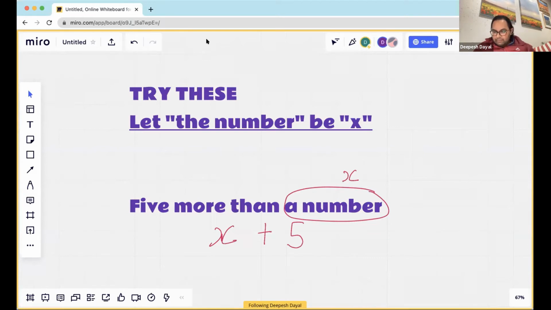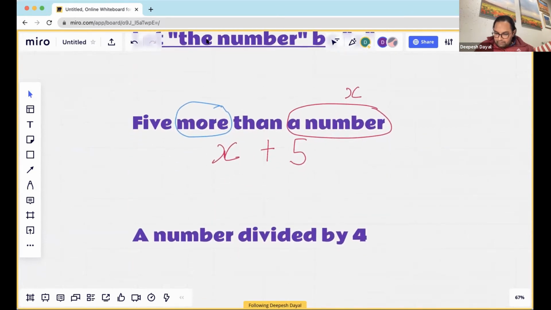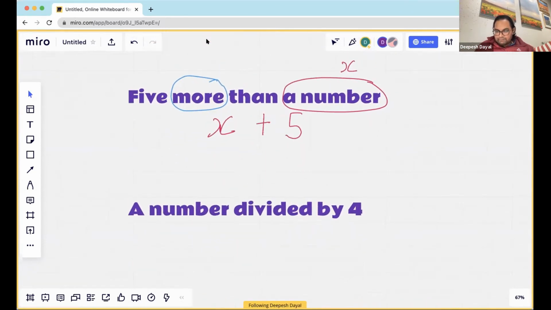Let's look at another one. So this was more. Let's circle the keyword. It's more. 5 more. More means plus. If it was less, it would be minus, right? Okay. Here's another one. A number divided by 4. A number divided by 4.